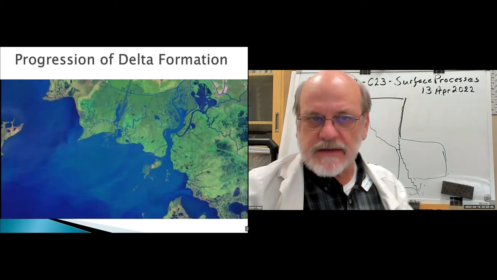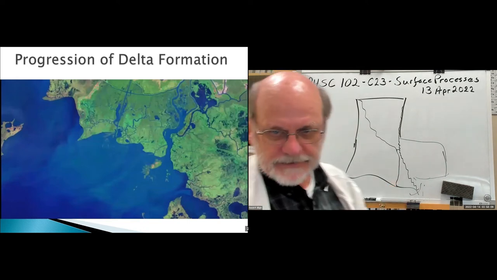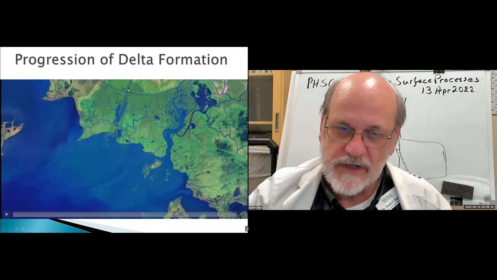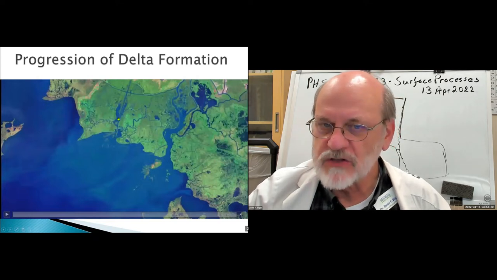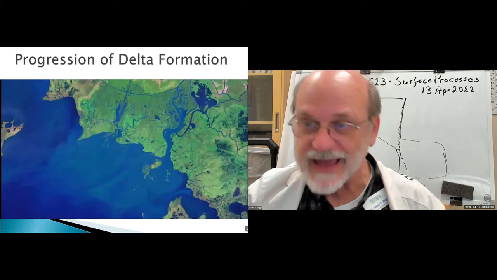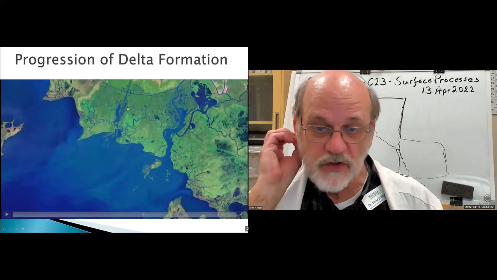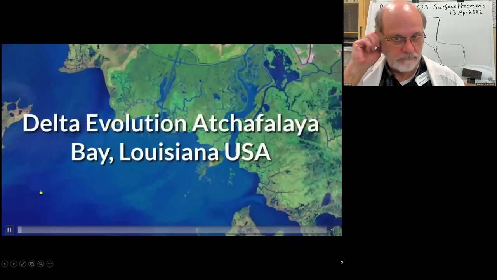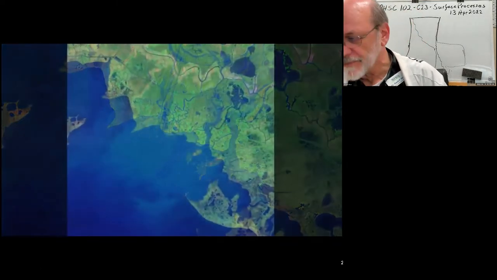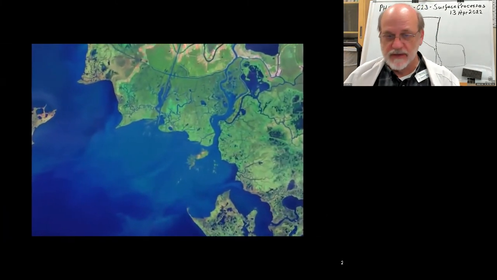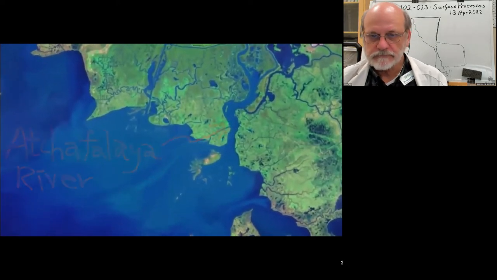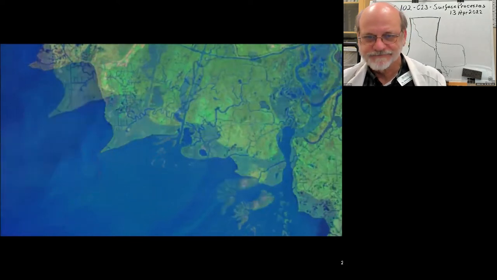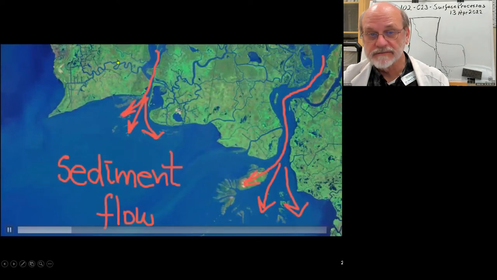Okay, this is the Atchafalaya Delta. So it comes out here. And there are actually two places. The Atchafalaya River is here. And this is, what is that called? I forget the name of that one. This is a man-made channel that helps divert some of the water that can't make it out fast enough and keeps this area from flooding. So you're going to see two deltas develop, one here and one here. And these are derived from satellite images. Wax Lake Outlet. And you can see meanders all over the place here.